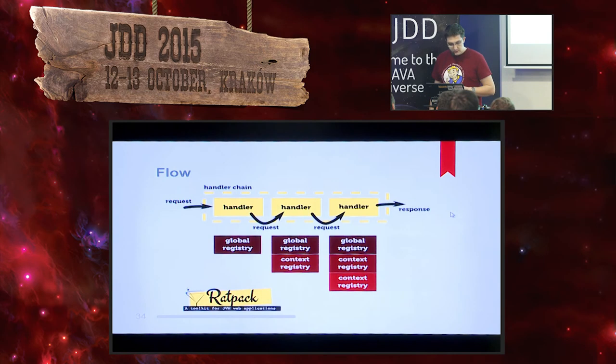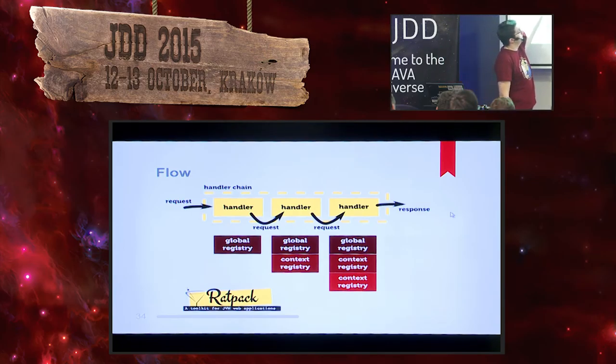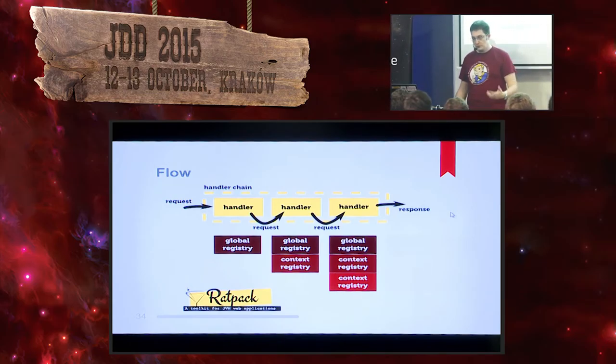If you look at that, when a request enters the handler chain, it has access to the global registry of objects, which is like a dependency injection mechanism for getting resources and services from the Ratpack application. But on each step to the next handler, you can also add more objects to the registry, and they add up to the global registry. So while processing, you accumulate different objects in the registry, some of them global, some of them request-wise. And eventually, if one of the handlers finds that it is ready to send a response, it will do that.